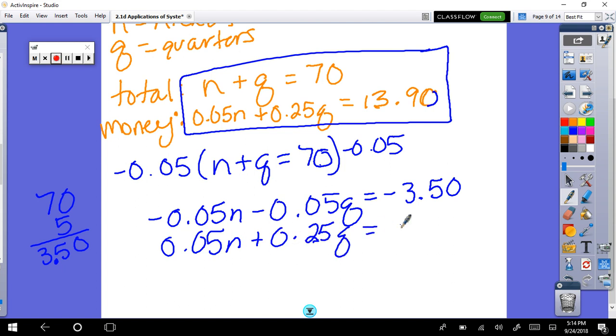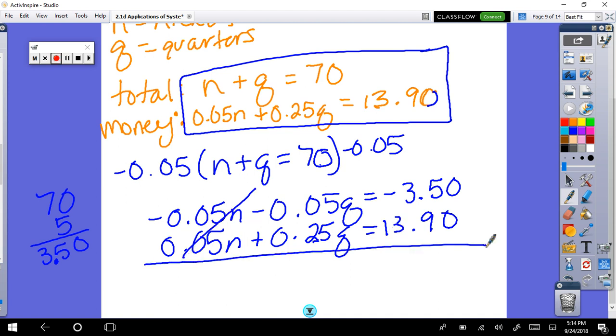Q equals 1390. Now I have opposites, so my nickels, my ends will be eliminated. Adding these two together, negative 0.05Q plus 0.25Q, so 25 cents minus 5 cents, there's 20 cents there. Negative 350 plus 1390 will be positive 1040.